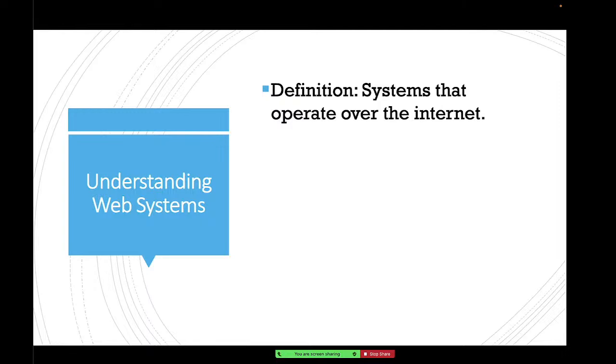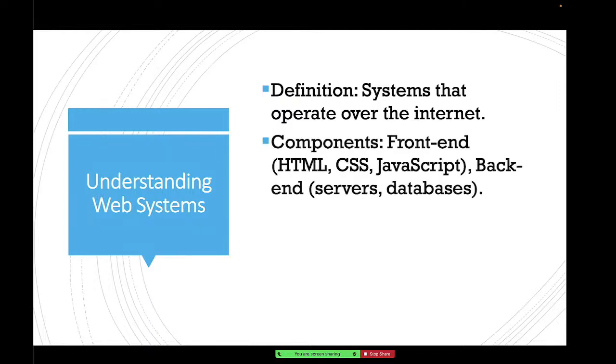So a system that works in a way that you need an internet connection to access it or to make use of it, that one we call a web system or a web-based system. The components of a web-based system are divided into two. The first component is called the front end. The second component is called the back end.